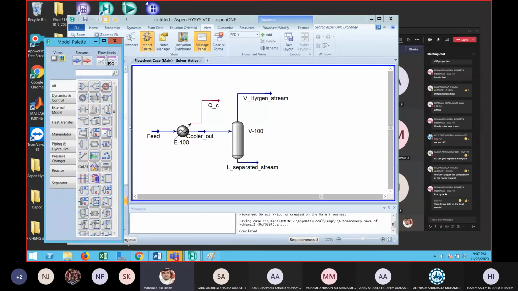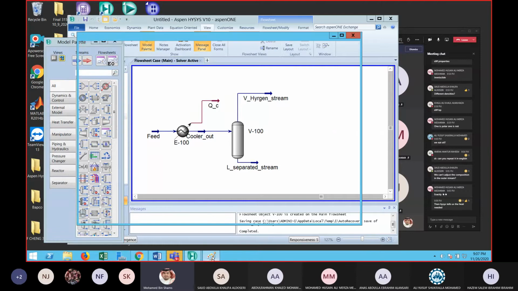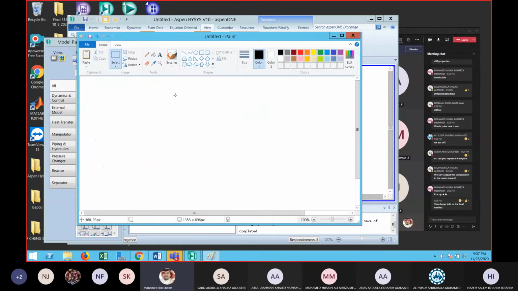Now, before that, we want the 2% that you see here. Let me write it here. I have the feed and I have the hydrogen stream. This is the feed and this is the hydrogen stream. The 2%, or the 0.02 that you see here, is basically based on the flow rate of hydrogen.